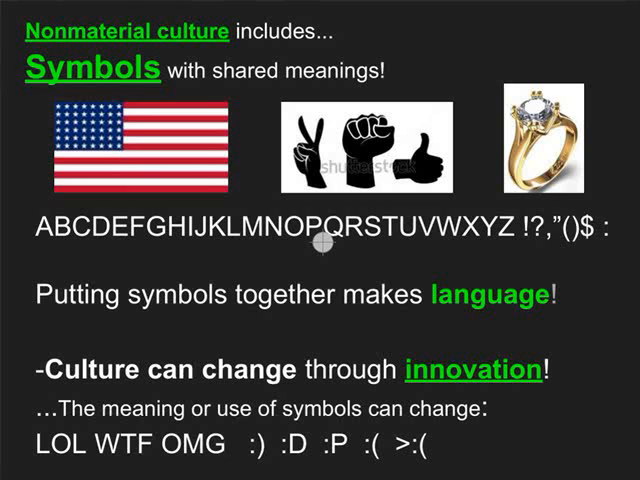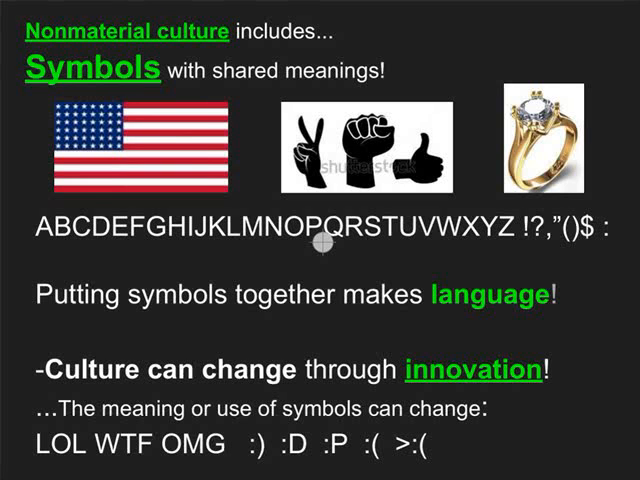We take simple shapes and give them symbolic meaning, such as the sounds associated with our letters and punctuation. Put those letters together and you get words. Put those words together and you get language. And because culture is a social construction, language can change as symbols from a different ethnic group diffuse into a new culture, but also when people innovate to discover and invent entirely new symbols or ways of using them.